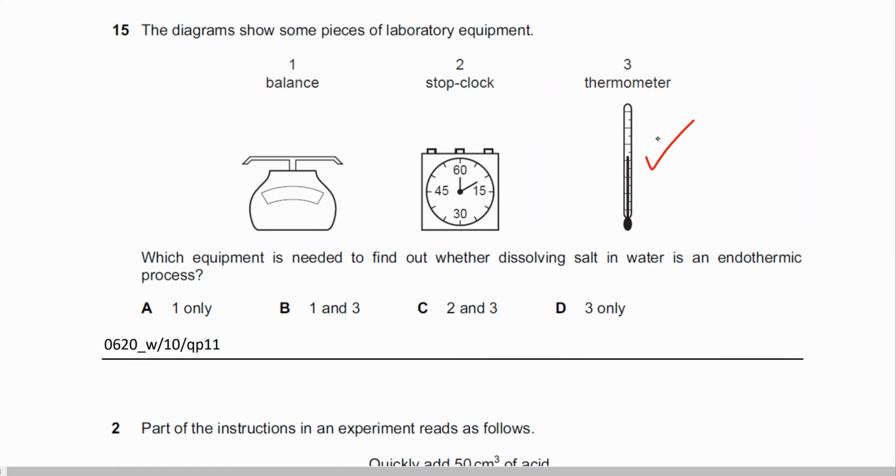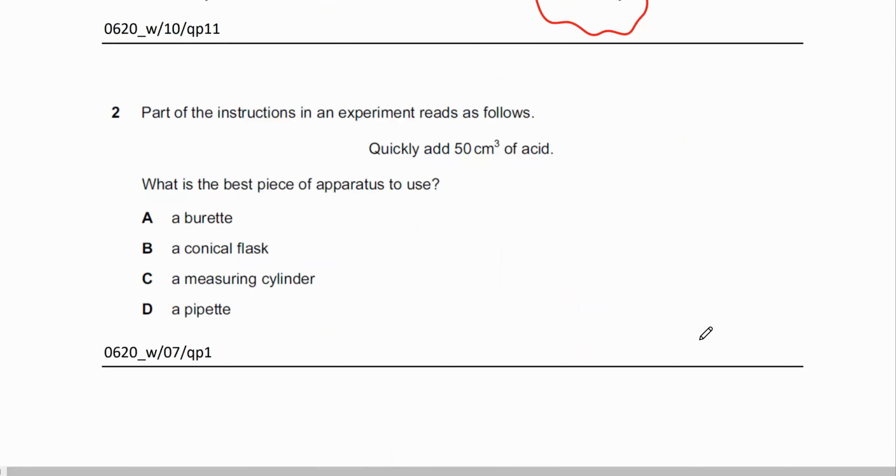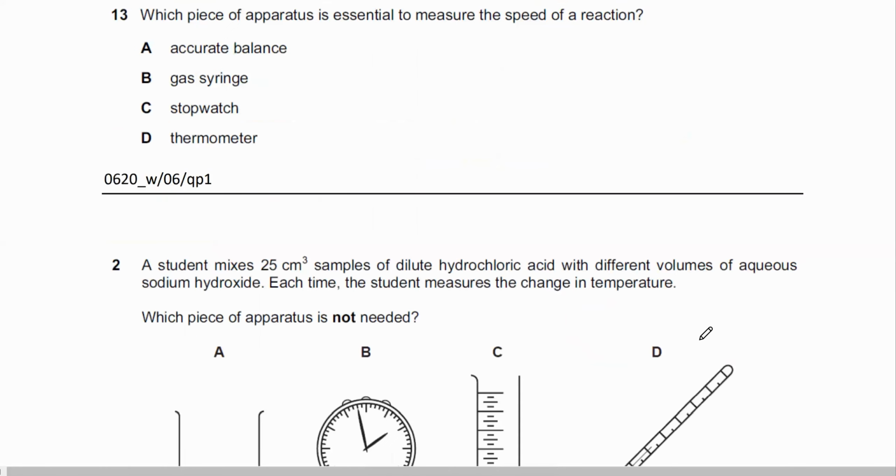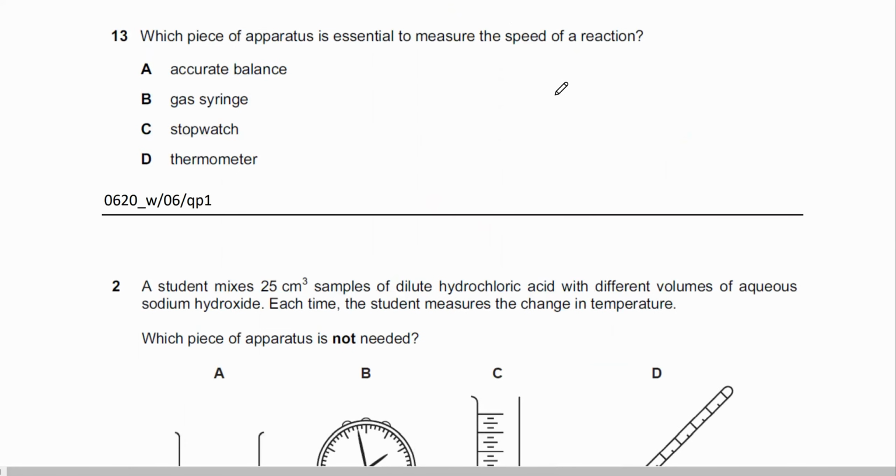Do you need a stop clock for that? No. You don't need a stop clock for that, and you don't need a balance for that. The only thing you're trying to figure out is whether the temperature would increase or decrease. You don't even have to measure the salt. Just add whatever amount of salt. You're just trying to figure out whether the temperature would increase or decrease. That's it. So this one is a repeat of the previous one. Again, speed of reaction. That's a stopwatch. You need a stopwatch for that.